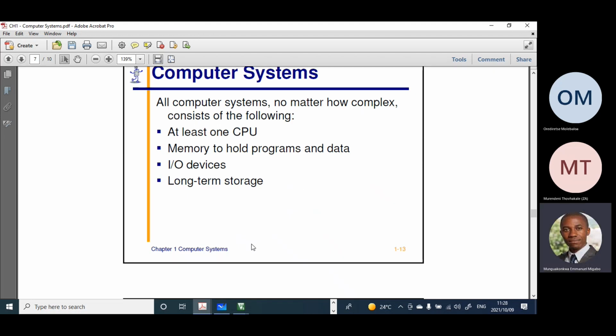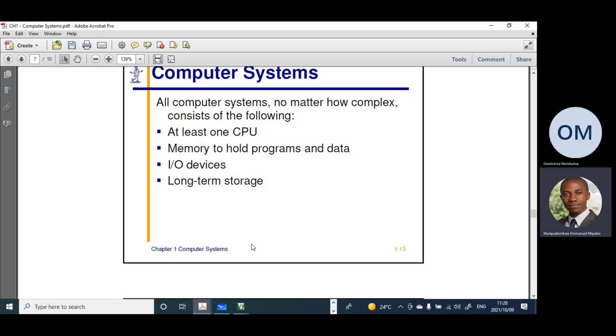Okay, so now we haven't spoken about the data aspect, which is the remaining component of a computer system. But all computer systems, no matter how complex they are, must at least have a CPU, memory, I/O devices, and some long-term storage. That's the minimum requirement for a computer system.